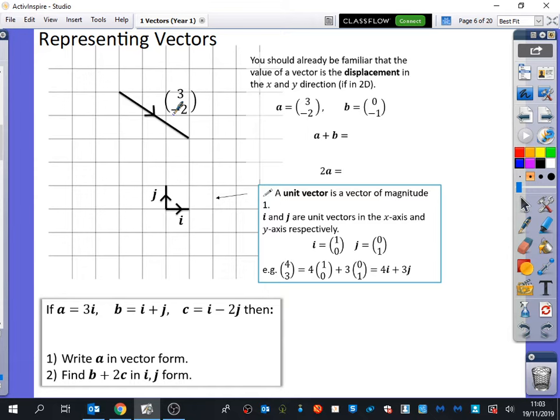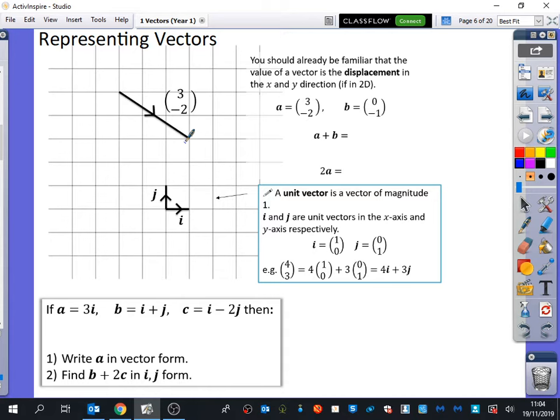Okay, so I've written here, you should already be familiar with that the value of the vector is the displacement in the x and y direction if it's in 2D. We just said how it would move into 3D, you could have the x, y, and z. So here, I've drawn the vector A, which is (3, -2), and it's moving 3 across in the x direction, and then 2 down. But also you could see it as moving 2 down and then moving 3 across. Either way, it's describing the same displacement, okay?